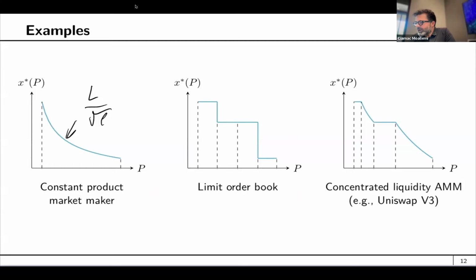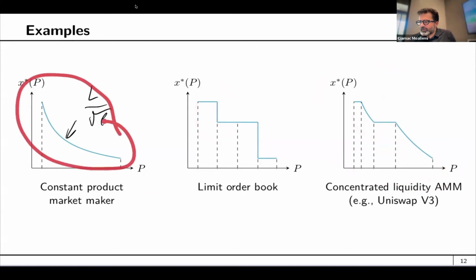We can also think of objects like hybrids. A concentrated liquidity AMM like Uniswap V3 is like a limit order book in the sense that it has this piecewise functional structure. The pieces are given by various tick boundaries. However, it is different in the sense that rather than jumping at tick boundaries, it has a smooth square root shape, inherited from a constant product structure, in between these tick boundaries.